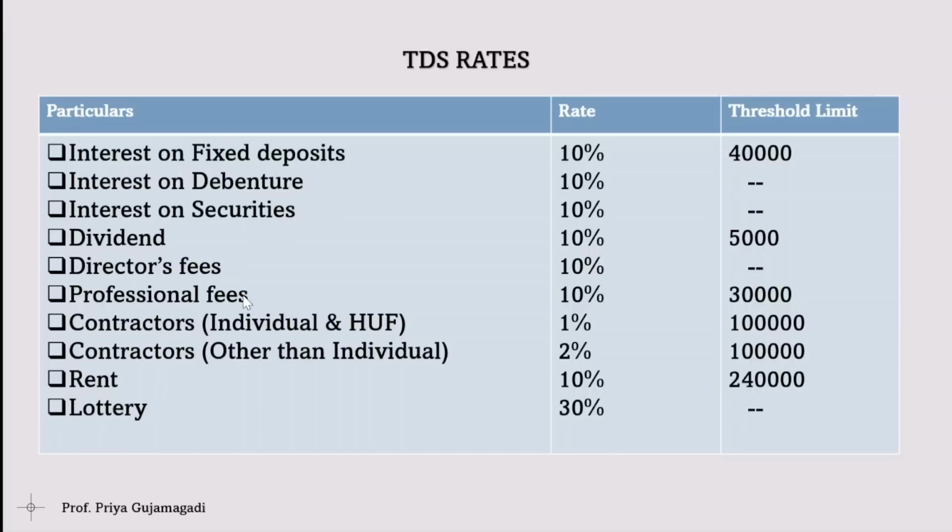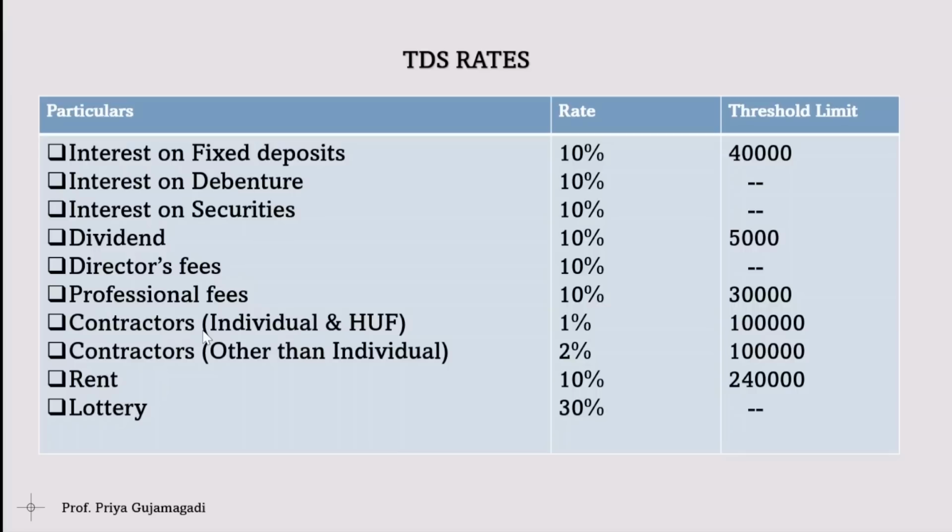Professional fees. Whenever you get any income from a profession, then 10% TDS is deductible. And the limit is 30,000. Up to 30,000 there is no TDS. After that, TDS is deducted.